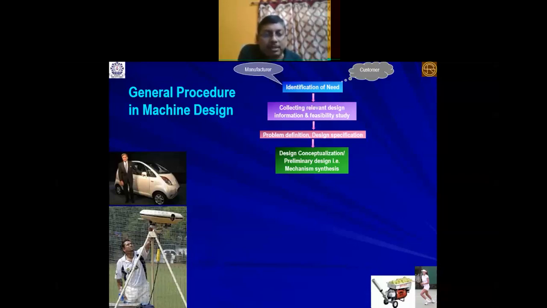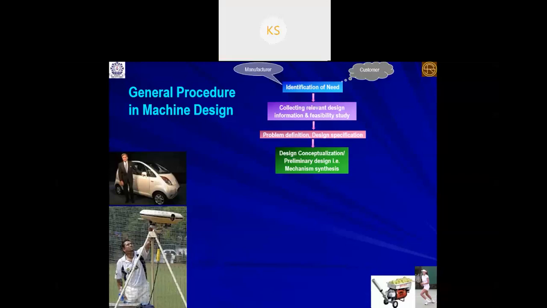Any other? Sir, we can also use the hydraulic system to throw the ball, whatever the speed. It's a very good solution. This is a hydraulic system. By hydraulics you can throw the ball.